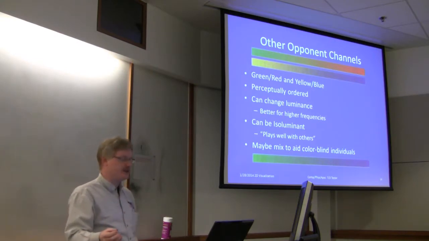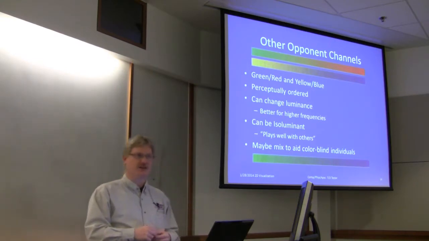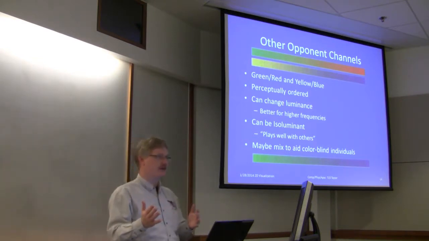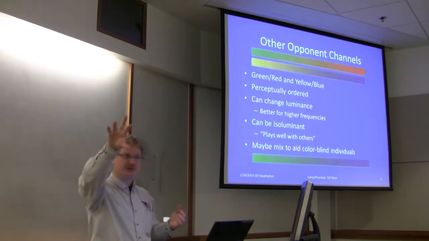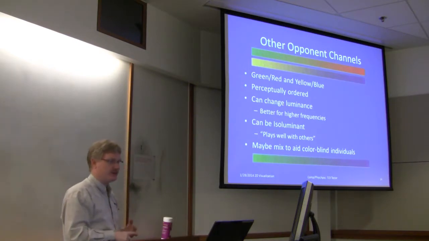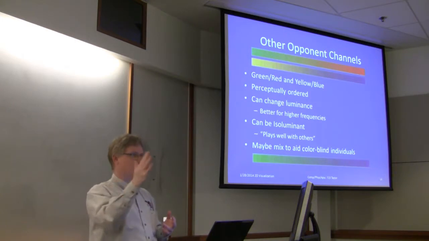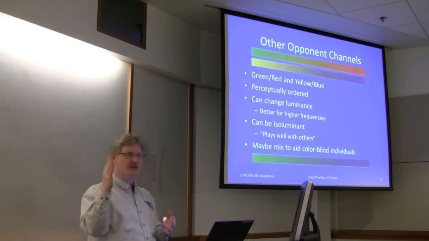You can use the red-green channel or the yellow-blue channel. These are, again, perceptually ordered. You at least know how far one end is from the other, even if you don't know which end is the high end. You put that in your label. You have a choice. You can change the luminance, so it's darker at one end and brighter at the other, and that has the benefit of what?